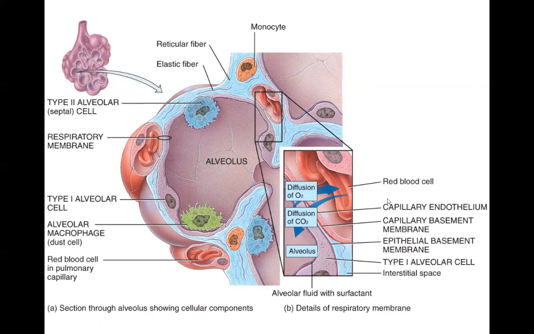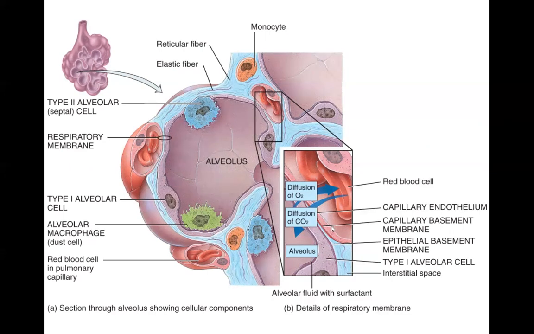Now, if we zoom in at the junction where a type 1 cell and a capillary are, we can see those 4 layers that make up the respiratory membrane, okay, which is what this is circled and showing here. This is what must be crossed in order for oxygen to enter the blood or CO2 to leave the blood to enter the alveolus. Okay. The 4 layers include the type 1 cells. Surrounding it is a thin basement membrane. Then you've got the capillaries, flat plate-like endothelial cells, and its basement membrane.